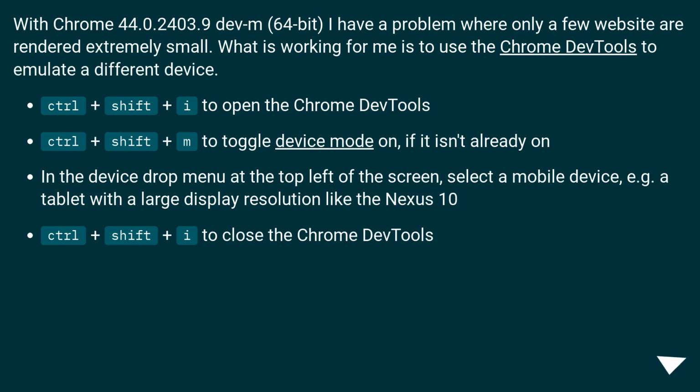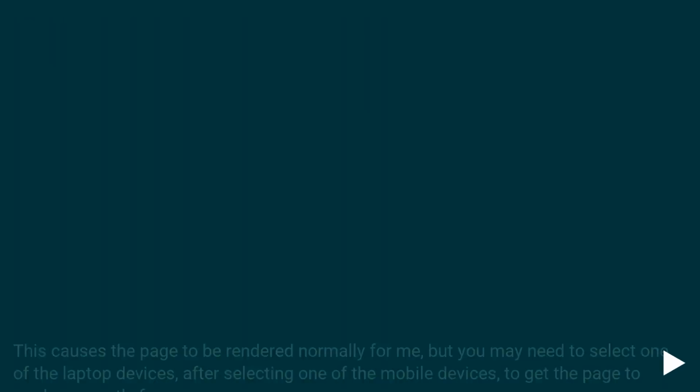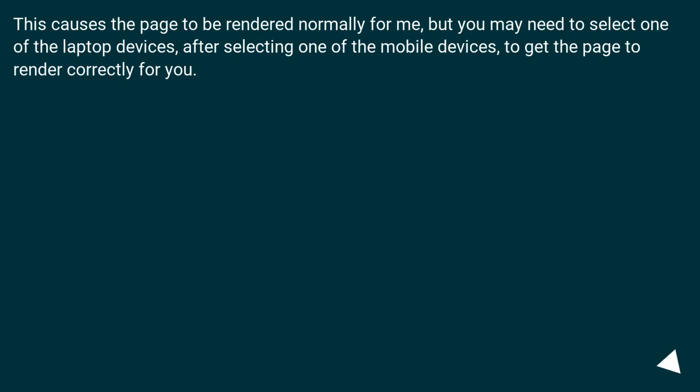Ctrl+Shift+I to close the Chrome Dev Tools. This causes the page to be rendered normally for me, but you may need to select one of the laptop devices, after selecting one of the mobile devices, to get the page to render correctly for you.